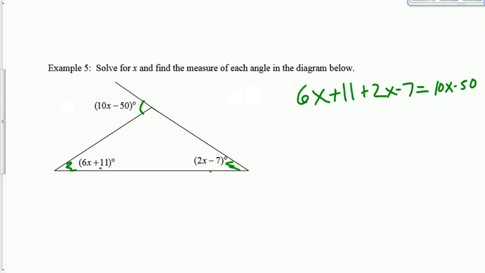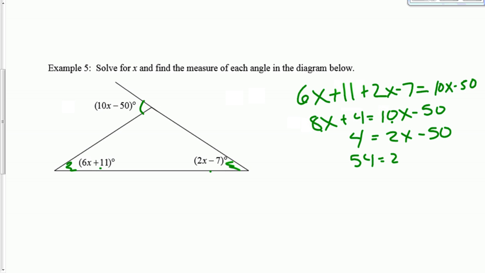Okay, 6x plus 2x is 8x. 11 minus 7 is 4. That looks better. Subtract 8x on both sides, I get 2x over here. Add 50 to both sides, so therefore x equals 27. All right, disclaimer on this one, the numbers are too big. Well, you'll see what I mean in a second.